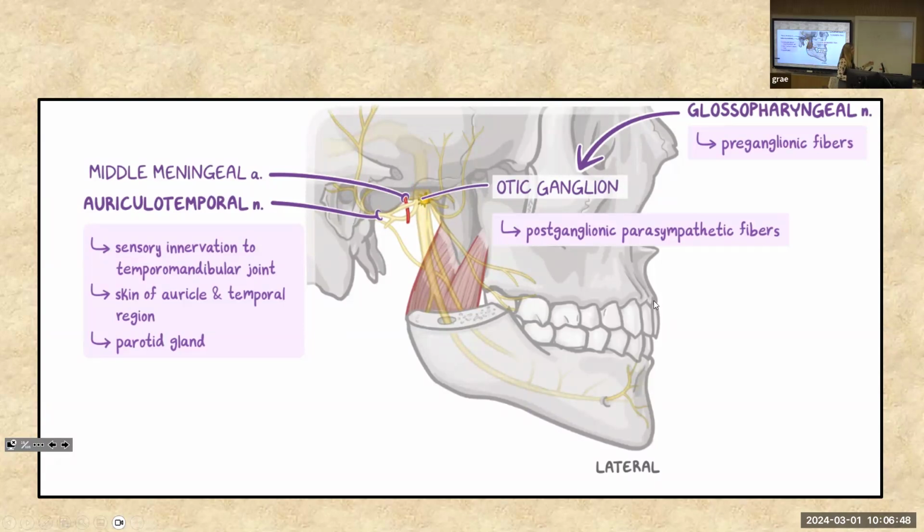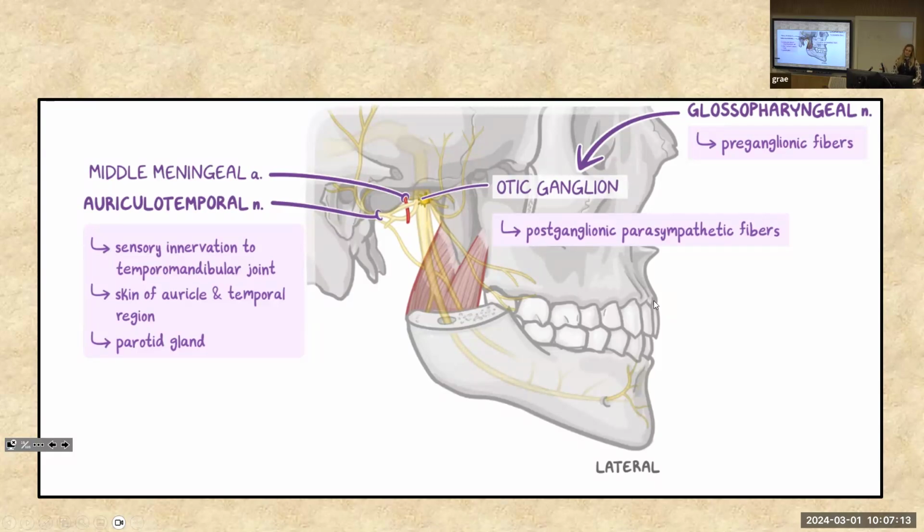It's also a pretty decent size, and it is going to come up and give sensation up here in the anterior aspect of the auricle, but it also has some branches that bring back sensation from the TMJ as well. And so the really cool thing about that is it will straddle the middle meningeal artery. I know I'm reviewing here.